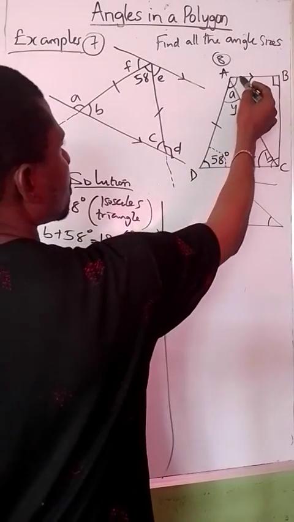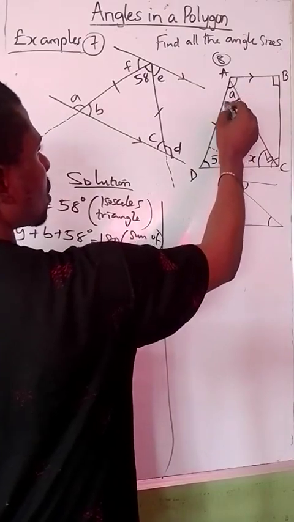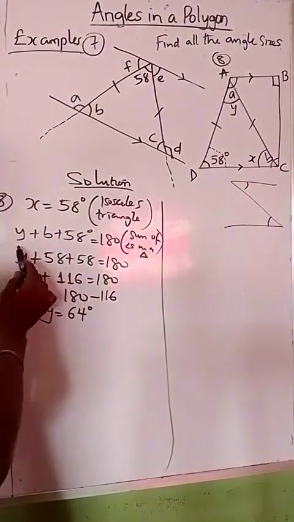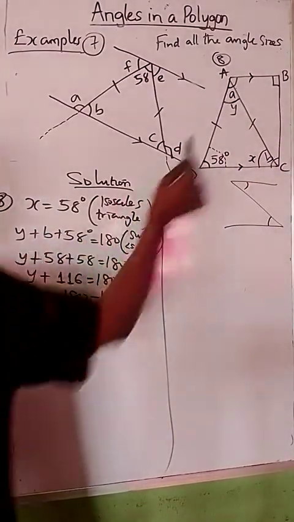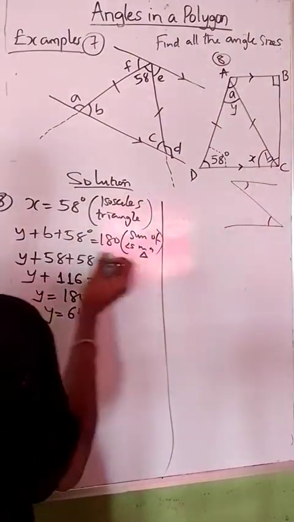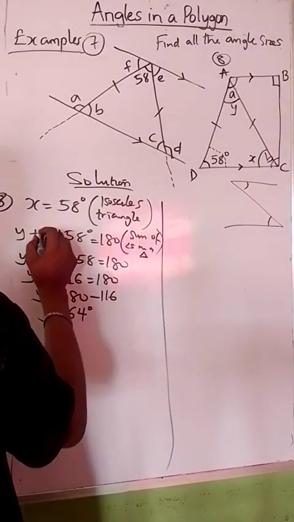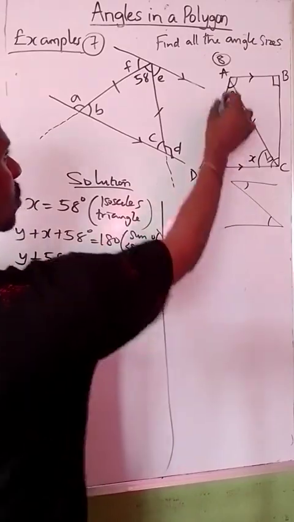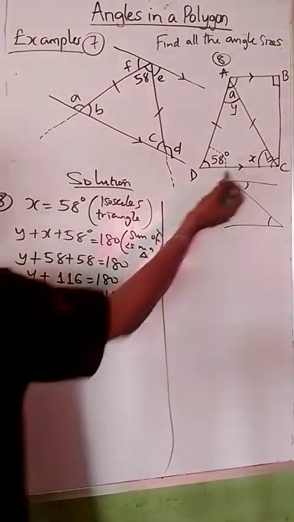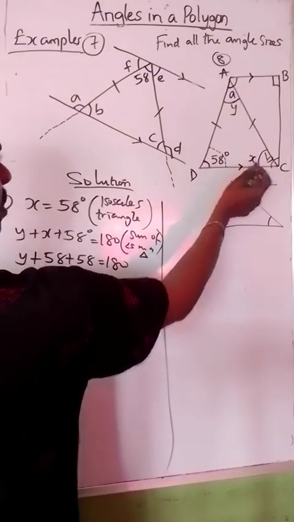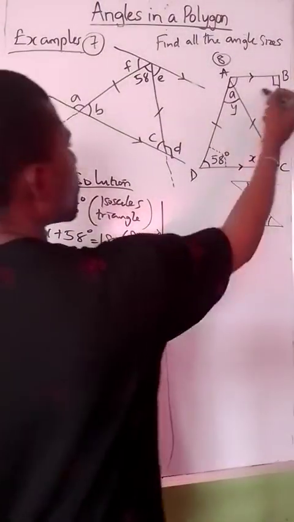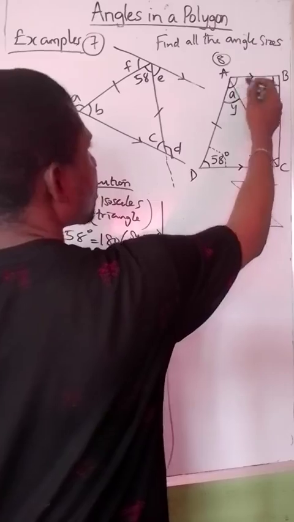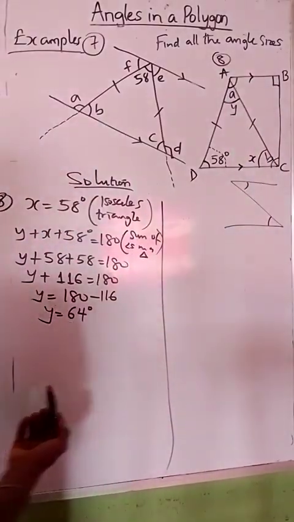The whole of this is A, but it's only this angle, this angle, this angle, this angle that gives us 180. That's Y plus, like I said, no longer B, Y plus X plus 58 gives us 180. So Y plus X, because X and 58 are base angles. But what they ask us to find is the total of this. Did we get it now?